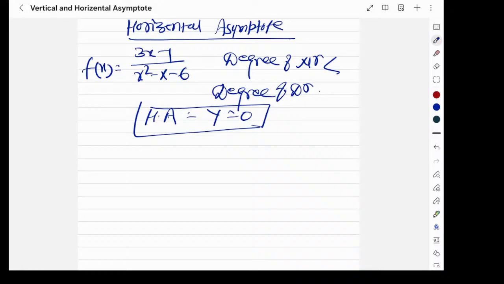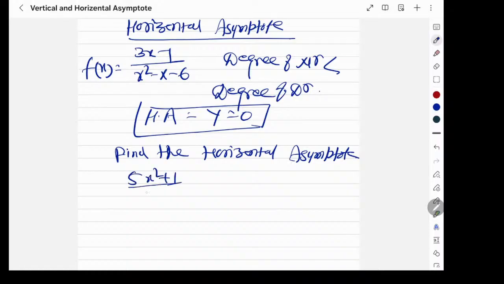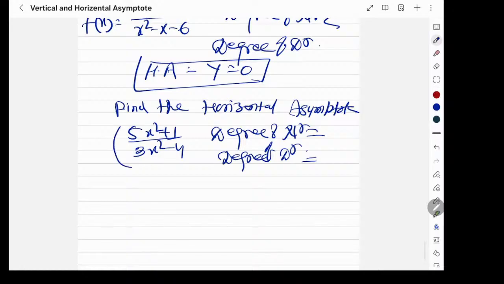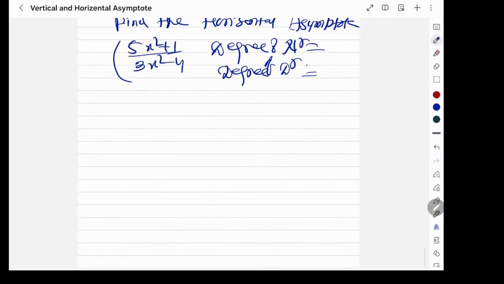The next question: find the vertical asymptote and the horizontal asymptote. How can we find it? It is (5x square plus 1) over (3x square minus 4). You see, the degree of the numerator is equal to the degree of the denominator. So the ratio of the leading coefficients gives y equals 5 over 3. This is the horizontal asymptote.